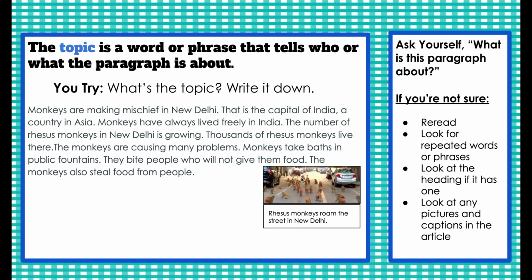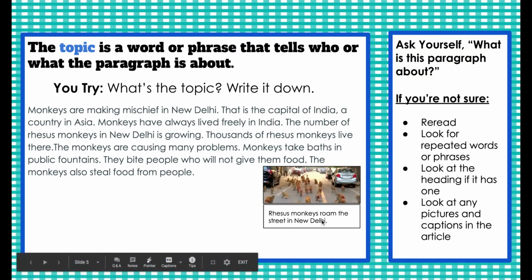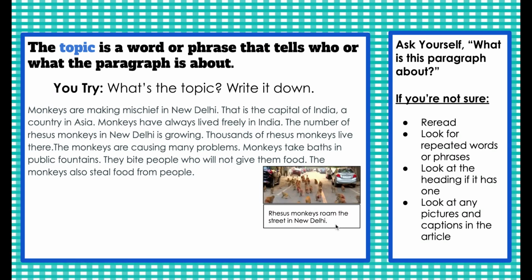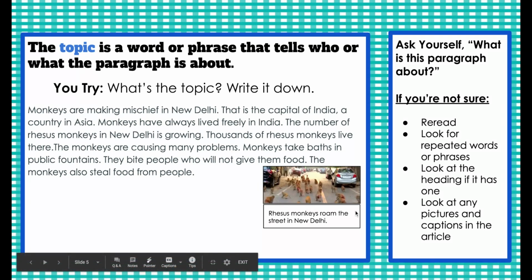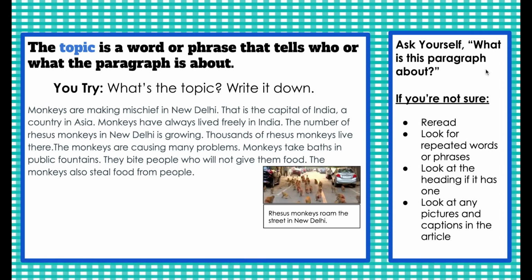We have a picture here with a caption, Rhesus monkeys roam the street in New Delhi. We can see all the rhesus monkeys in the street. Take a minute, ask yourself our question. What is this paragraph about? Write it on your paper. Remember, if you're not sure, reread and give your brain the job to look for repeated words or phrases.